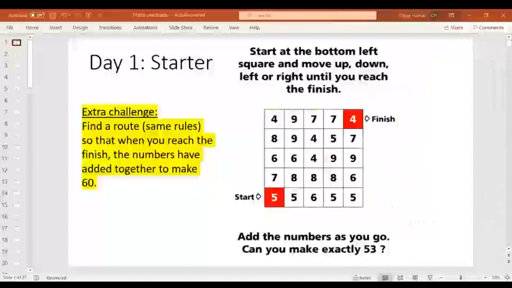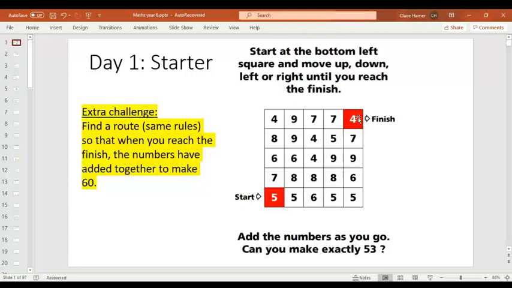So you need to start at the bottom here at the number 5, and you need to make your way to the finishing box, which is number 4. But as you go, you need to add up the numbers, and when you reach the finish number 4, you need to have made the total 53. So for example, if I was going to go 5, add 5, add 8, add 6, add 4, add 9, add 5, add 7, add 4.